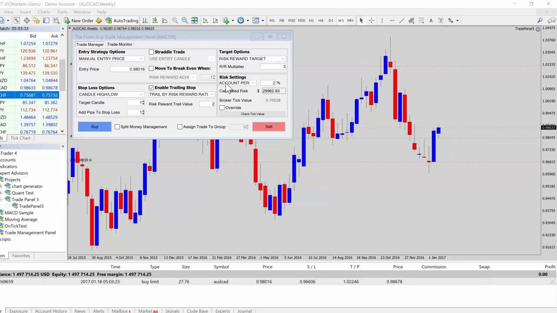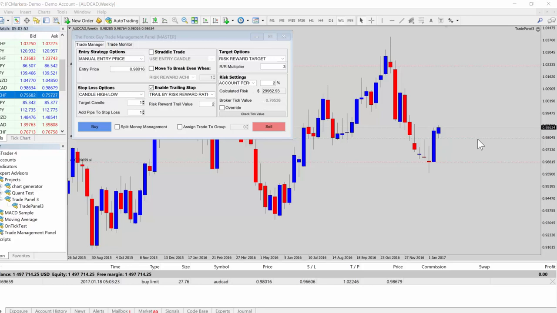You think, well, why would I put this in? Why would you want a manual entry price? What's the point of the panel if you're going to input things manually? Well, there are advantages here because you could use a manual entry price and apply the other features of the panel to it, specifically risk calculation as well.